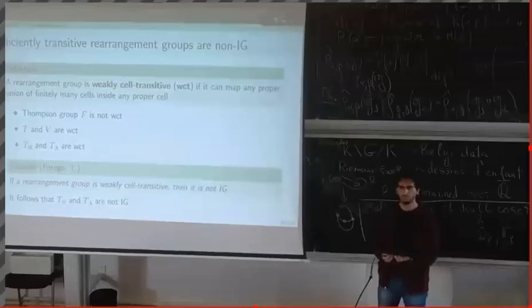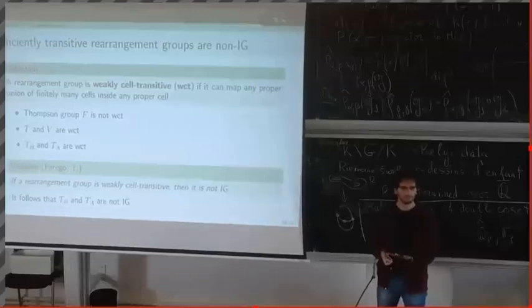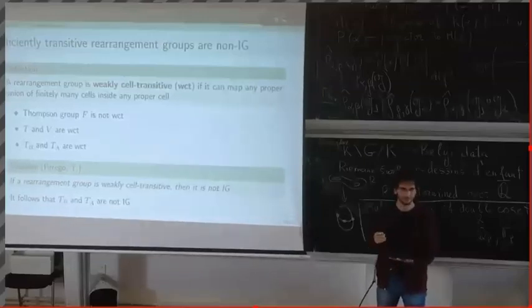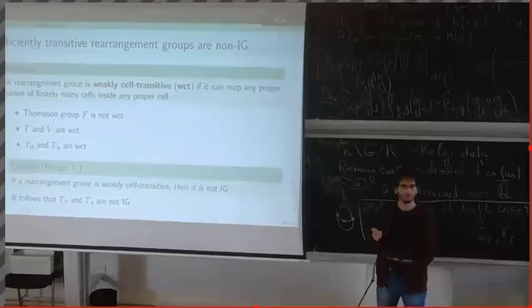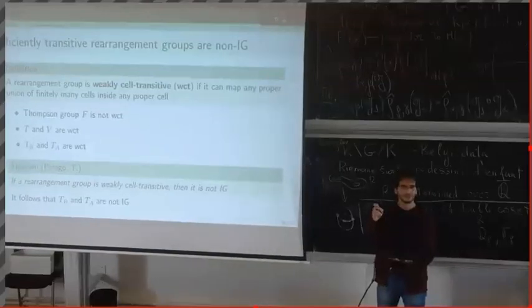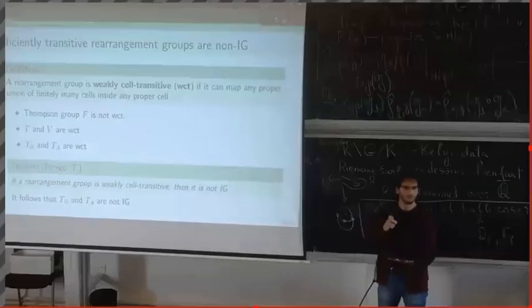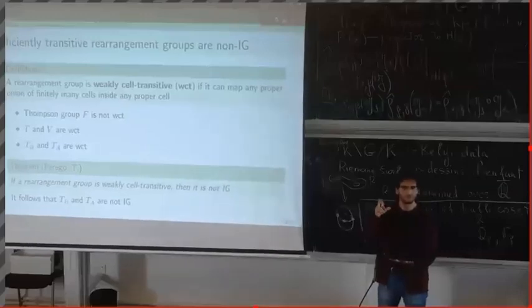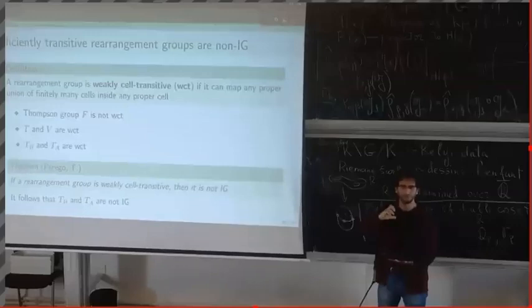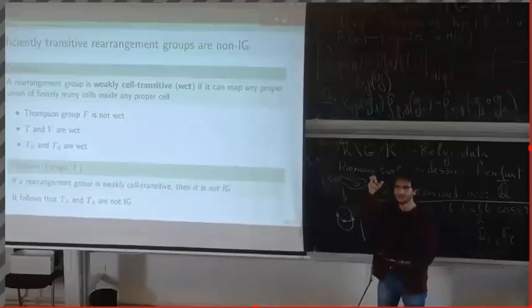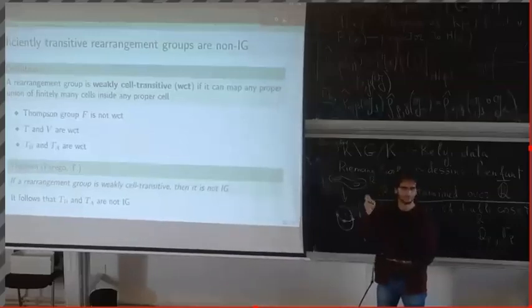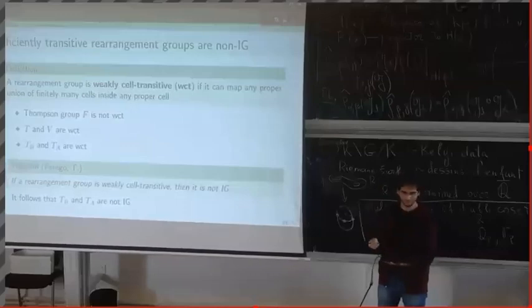Right now, we don't know that many rearrangement groups that are not weakly cell-transitive. We can think of a few, but all of those that we can think of are kind of products of smaller rearrangement groups. You can subdivide them in pieces, and so they're not weakly cell-transitive because they are on a few orbits somehow. Yeah, anyway, what we proved about these is that if a rearrangement group is weakly cell-transitive, then it is not invariably generated.